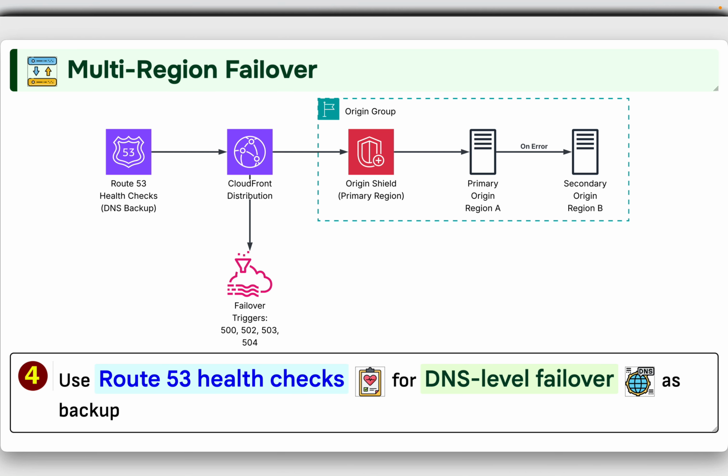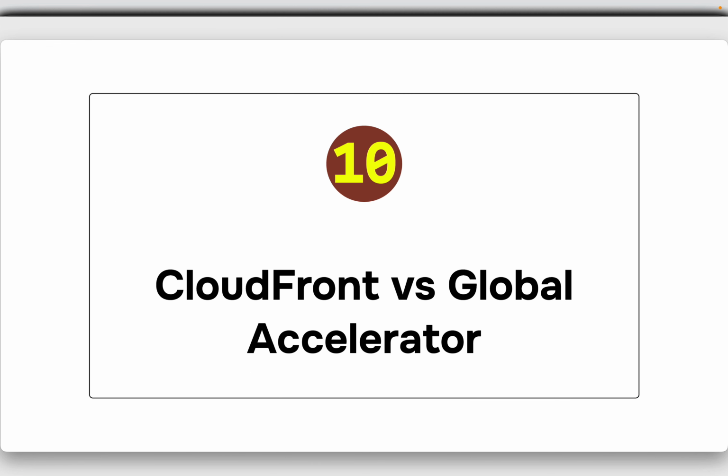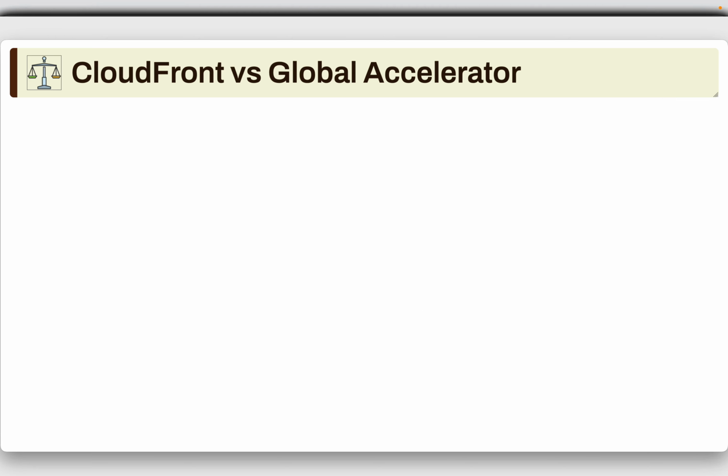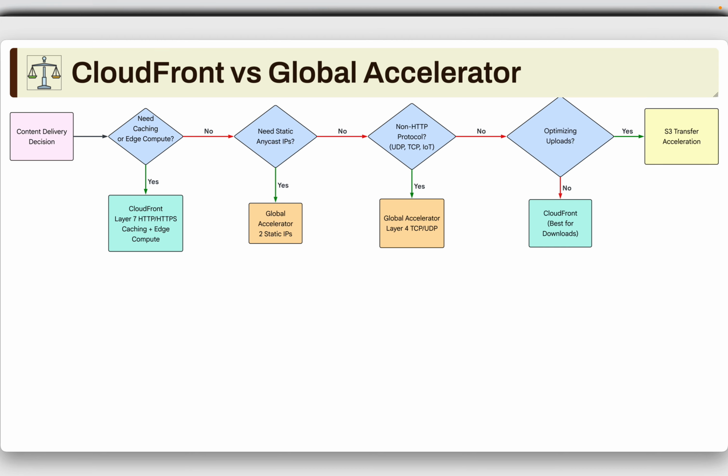You can use Route 53 health checks for DNS-level failover as a backup mechanism. Tenth topic is CloudFront versus Global Accelerator. The decision flow diagram shows how to choose between CloudFront, Global Accelerator and S3 Transfer Acceleration based on requirements.